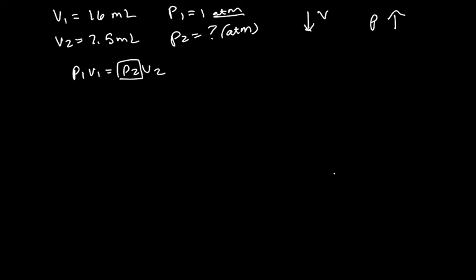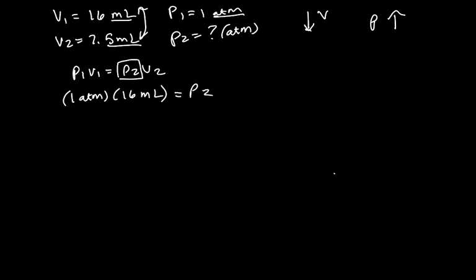So I'm going to plug everything in. P1 is 1 atm, V1 is 16 mils. Notice I can keep it in 16 mils. I don't have to change it because they match. The only time that I have to do unit conversions is if V1 is given in liters and V2 is given in milliliters, that's when I have to match them up. But as long as they match, that's cool because they're going to end up canceling each other out anyway.